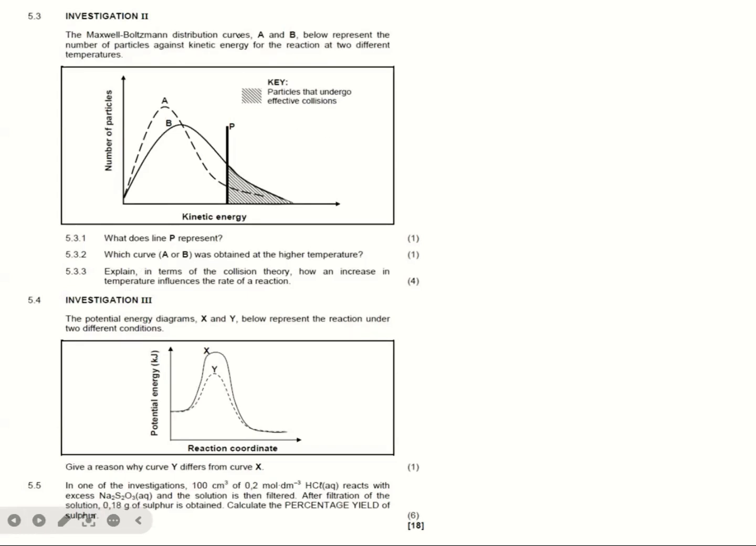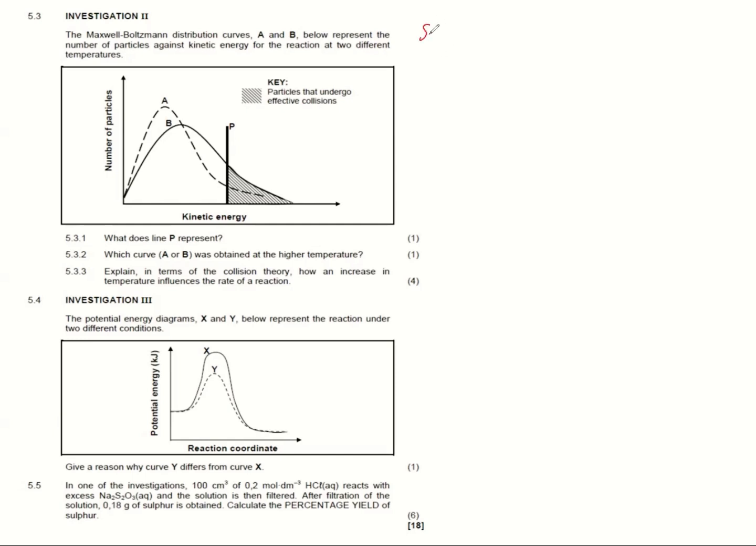Okay, so now we have 5.3 says investigation 2. The Maxwell-Boltzmann distribution curves A and B below represent the number of particles against kinetic energy for the reaction at 2 different temperatures. So this is indicating temperature. And as we can see, this other graph has shifted more to the side there, which will be indicating an effect of temperature.